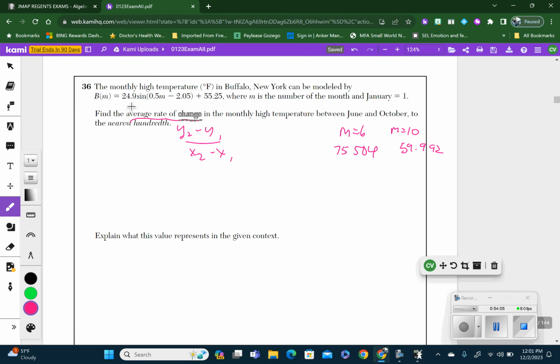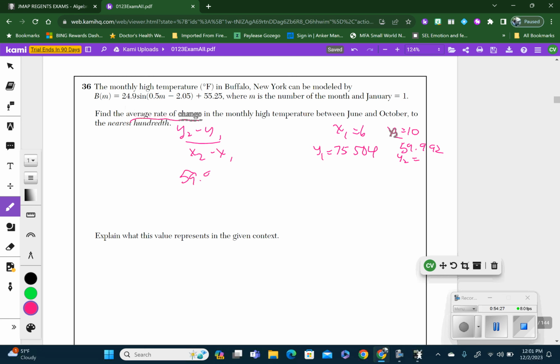So this is my y1 and my y2. All right, so now I'm plugging it into my calculator. Instead of calling these m's, I can call this x1 and x2. So now I have my y2.